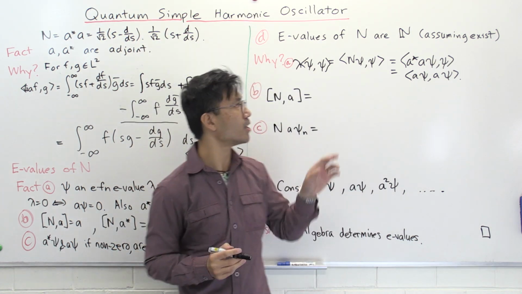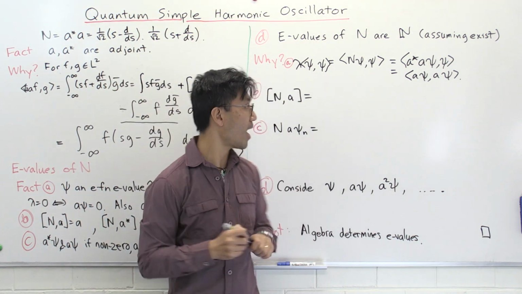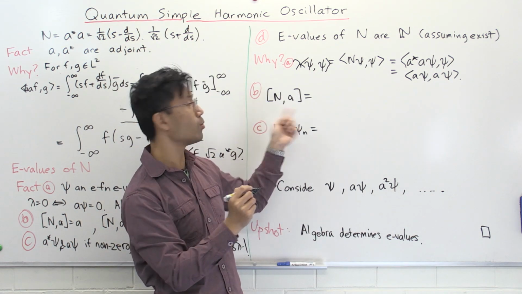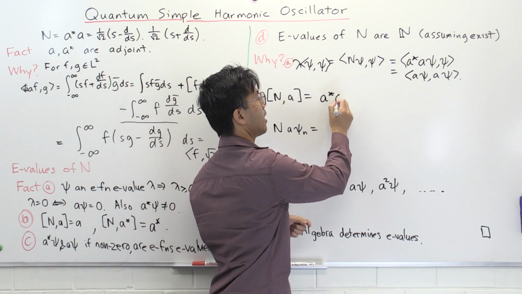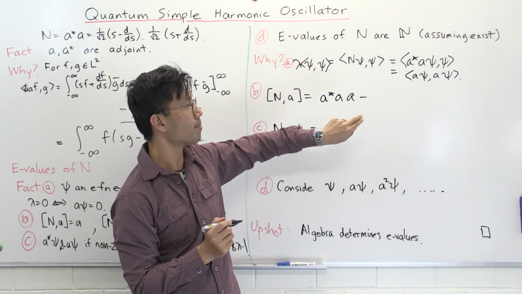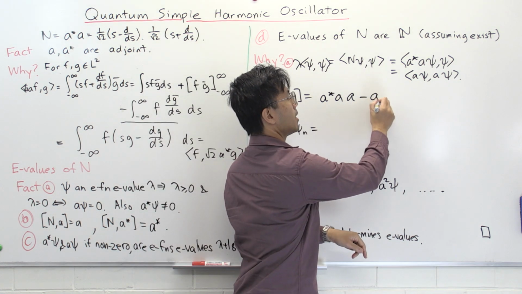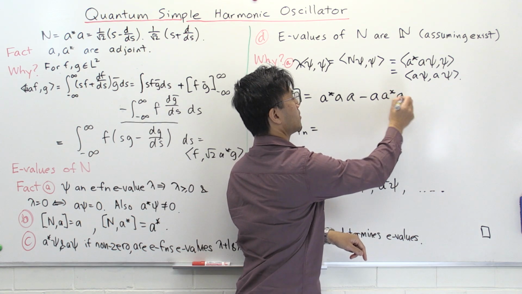Okay, so what's the commutator of N and A? So what's N? N is just A star A. So the commutator is you multiply N with A. That's A star A with A. And then you subtract the product in the other order. So you do A times this N, A times the N, which is A star A.